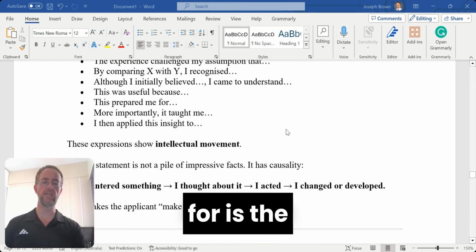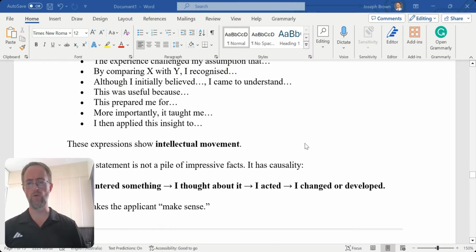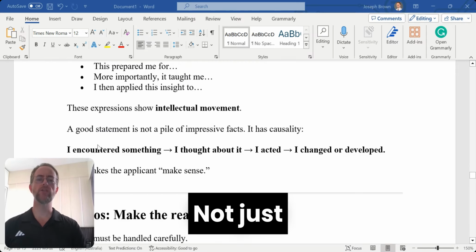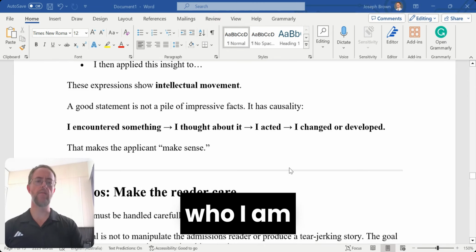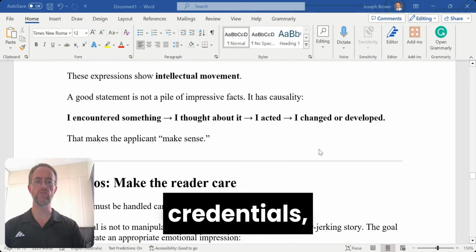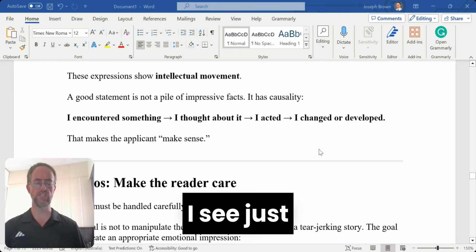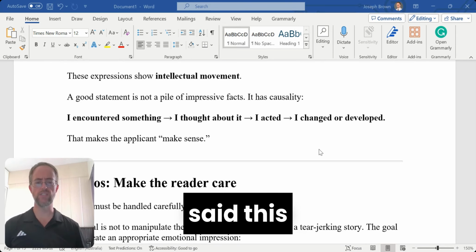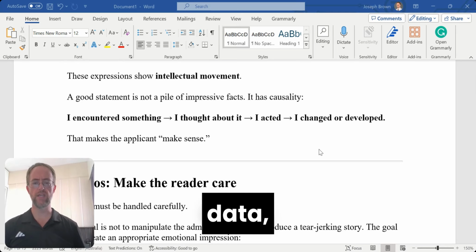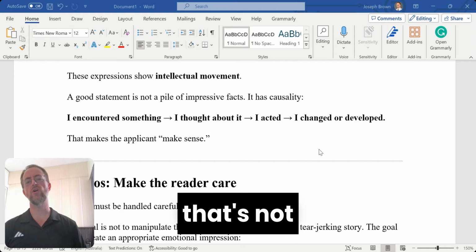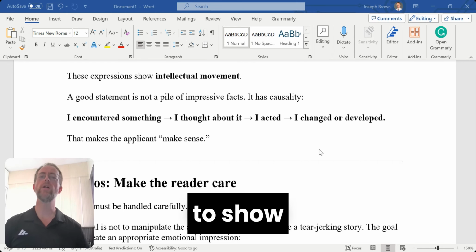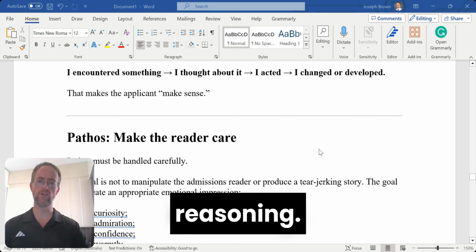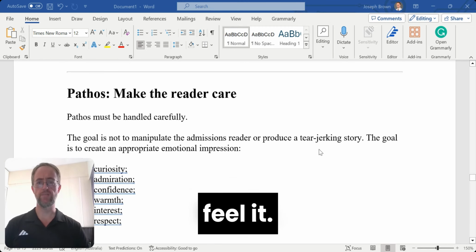So what we're looking for is the intellectual movement, okay? Not just this is who I am and these are my credentials, which is a lot of what I see from debating students: just the WHO said this, and here's a piece of data, here's a statistic. That's not logos. You've got to show the chain of reasoning. So make your audience feel it.